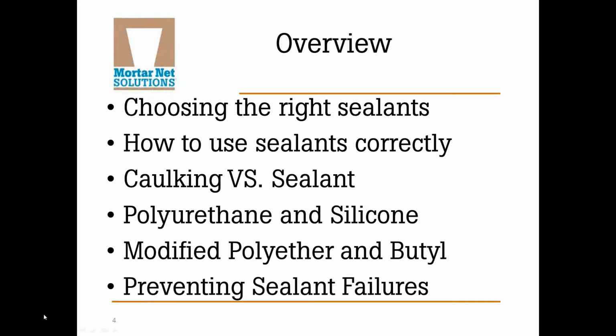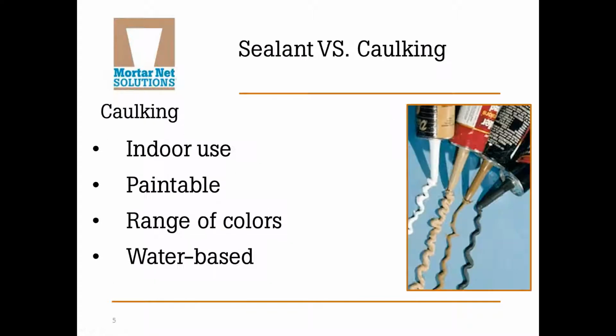So let's look first at the differences between caulkings and sealants. The names caulking and sealant are often used interchangeably, but they're not the same. Caulking is a term that's usually applied to products used in indoor applications in non-moving joints with movement capabilities of no more than 12%. And I know they're called non-moving joints, but actually they do move a little bit, but very little. Most are designed to be paintable. They come in a wide range of colors to match paints and materials, and many of them are water-based, and that makes them easy to tool and easy to clean up.